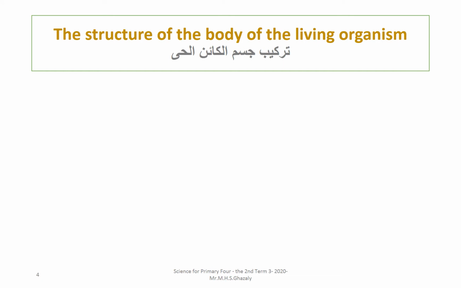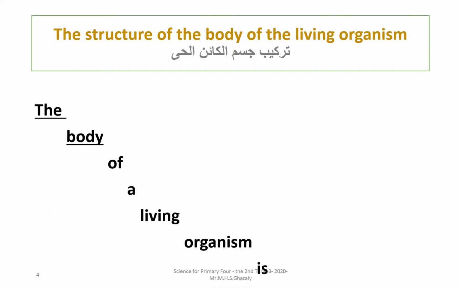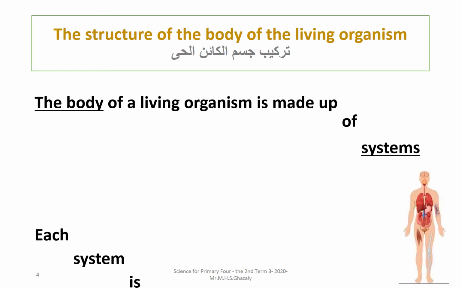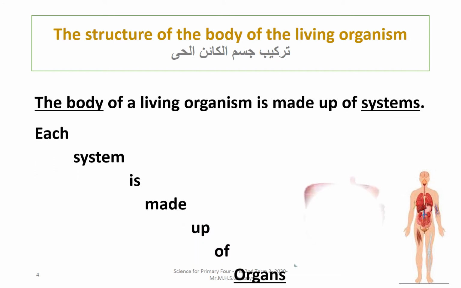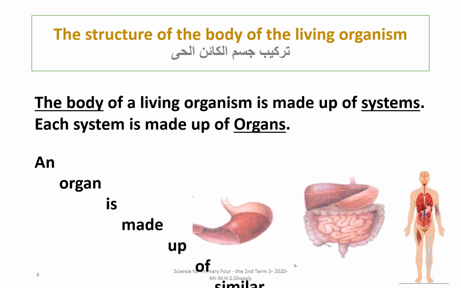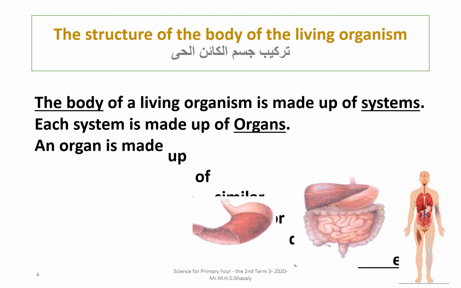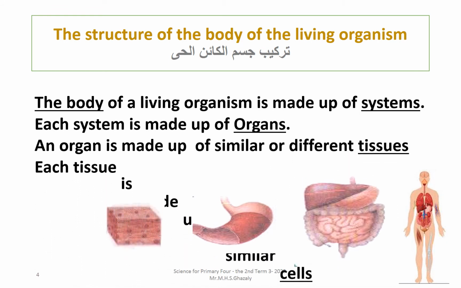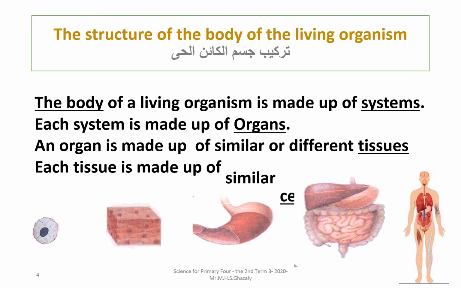The structure of the body of living organism. تركيب جسم الكائن الحي. The body of a living organism is made up of systems. جسم الكائن الحي يتكون من أجهزة. Each system is made up of organs. كل جهاز يتكون من أعضاء. An organ is made up of similar or different tissues. العضو يتكون من أنسجة متشابهة أو مختلفة. Each tissue is made up of similar cells. كل نسيج يتكون من خلايا متشابهة.